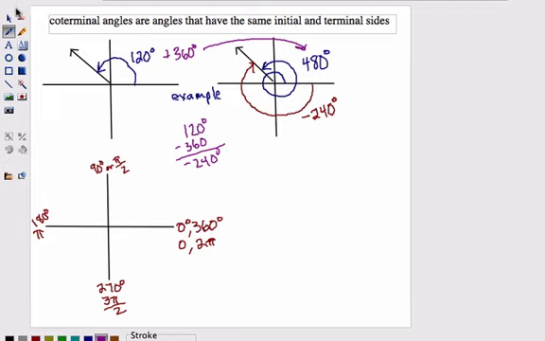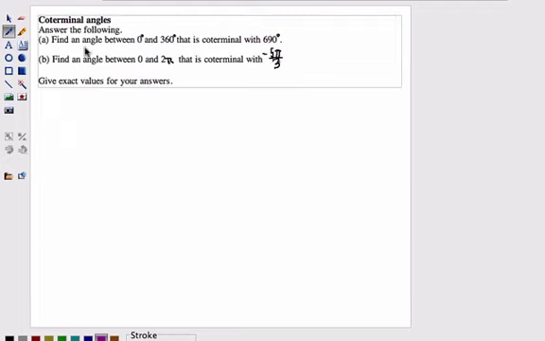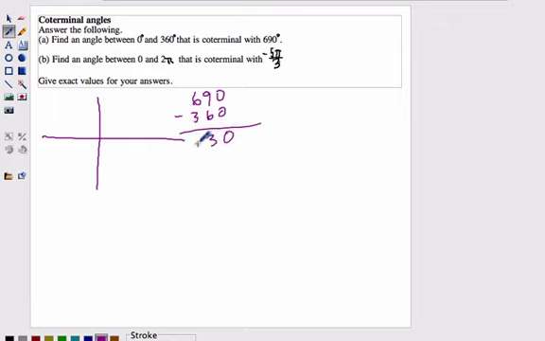All right, so let's look at an example of an actual problem. They ask you to find an angle between 0 and 360 degrees that is coterminal with 690 degrees. We know that that is bigger than 360 degrees, and one rotation would be 360 degrees. So if we take 690 and subtract 360 from it, that gives us 330 degrees, which is between 0 and 360. So that's what I'm looking for.